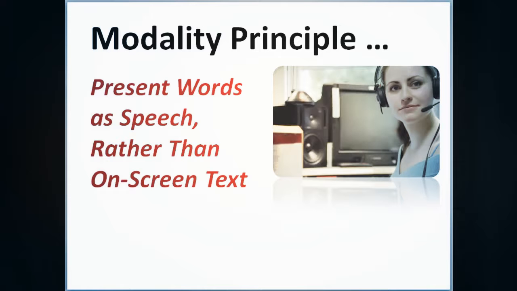Perhaps when your material is complex or presented at a rapid and continuous pace, you might want to consider using the modality principle for your e-learning development.